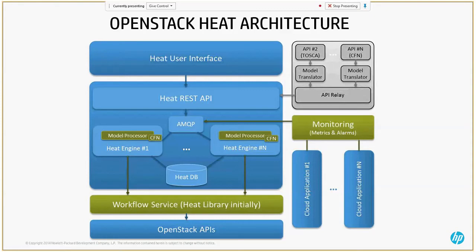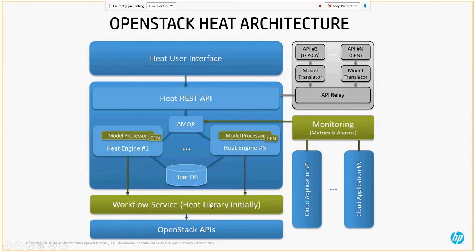So what the Heat REST API does is it talks via a message queue to Heat engines. Now there can be several Heat engines, but for our purposes, we'll just take one Heat engine. So whenever a template is created and the Heat REST API is invoked, it will talk to the Heat engine to go ahead and call a workflow service.